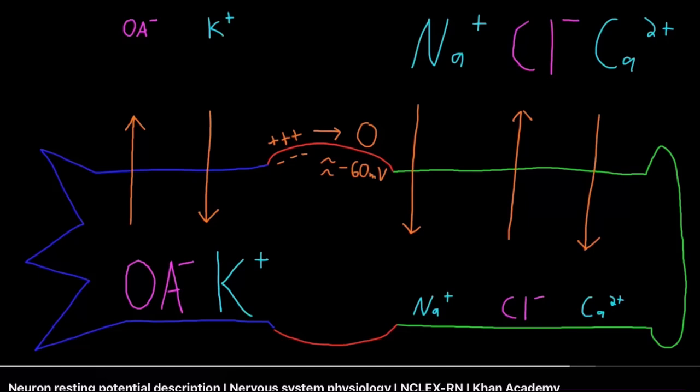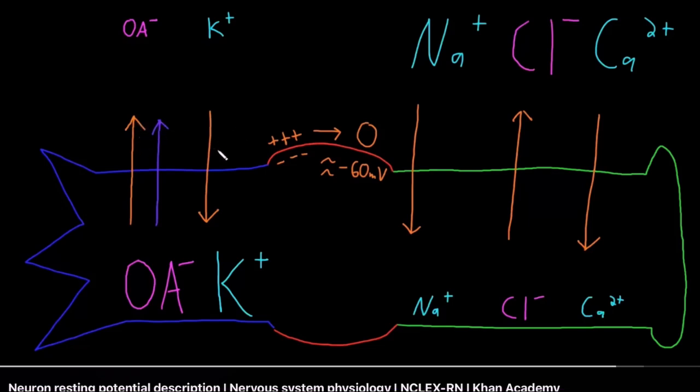But now the second force acting on these ions can be thought of as a diffusion force, or it's often called a chemical force, related to the concentration gradients across the neuron membrane, because particles in solution will always try to move from an area of higher concentration to an area of lower concentration. So if we look at the organic anions, they're in a higher concentration inside the neuron than outside, so their diffusion force will be trying to drive them out of the neuron, just like their electrical force is.